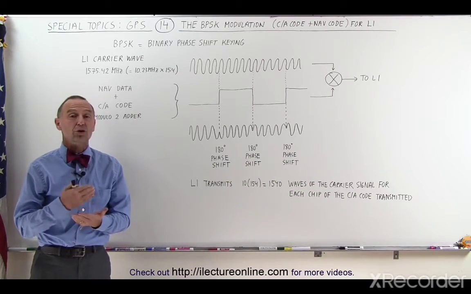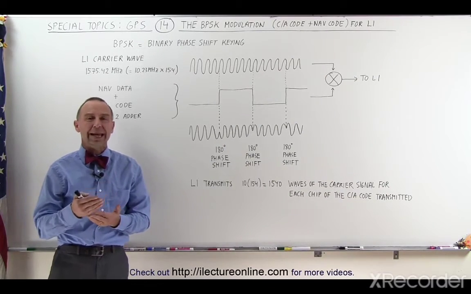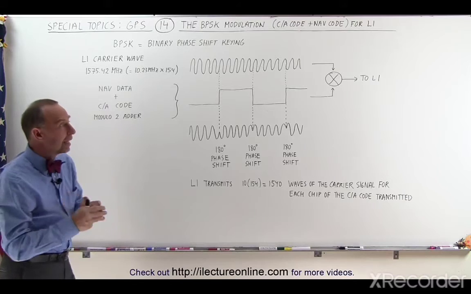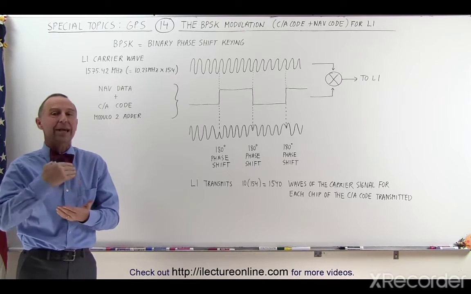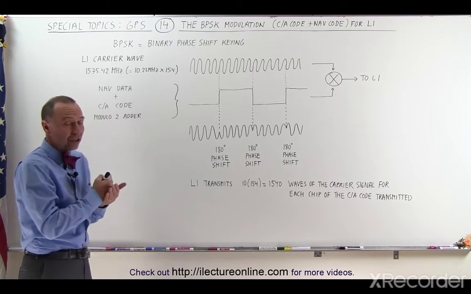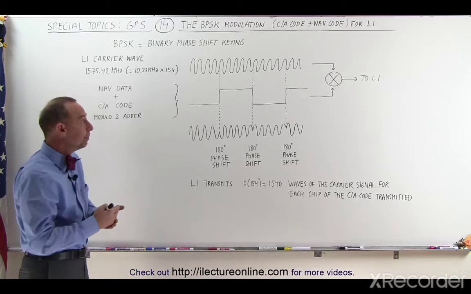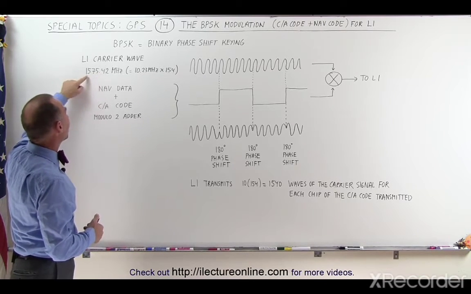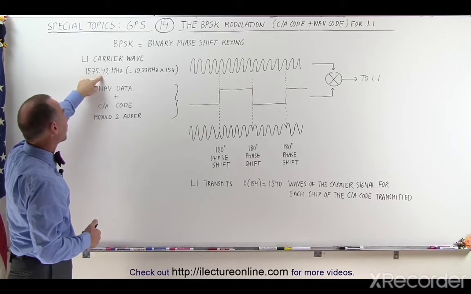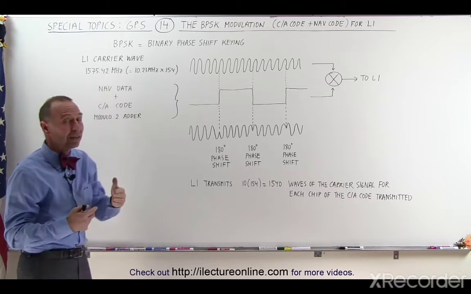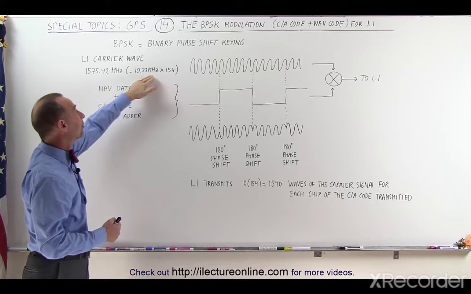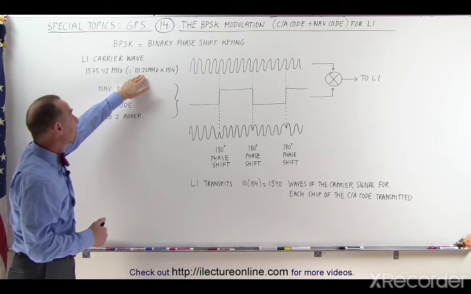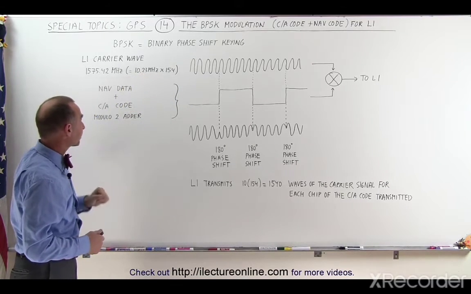In this video, we're going to show you how the CA code and the navigation message combined is modulated onto the carrier signal. Now that carrier signal is going to go to the L1 channel. That L1 channel carries a carrier wave of 1575.42 megahertz, which is basically 154 times the basic frequency on the satellite.